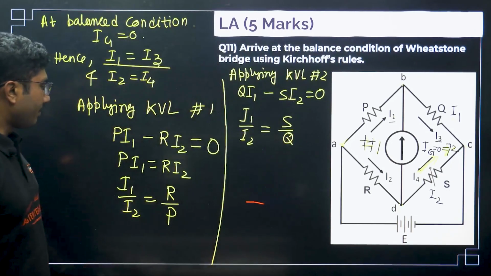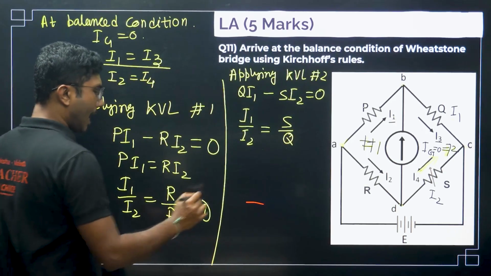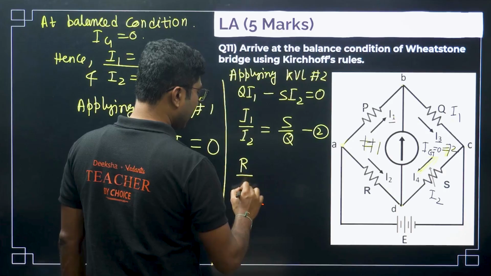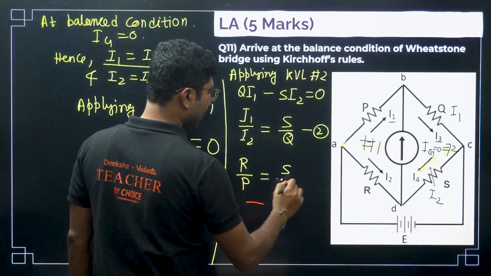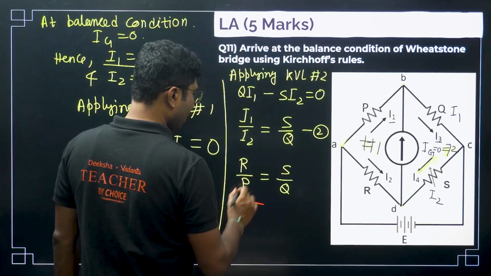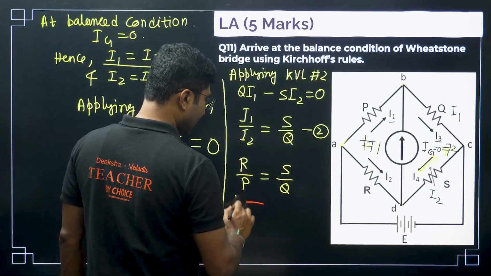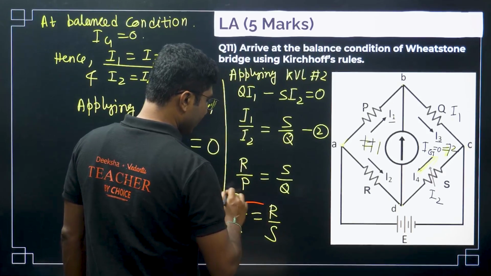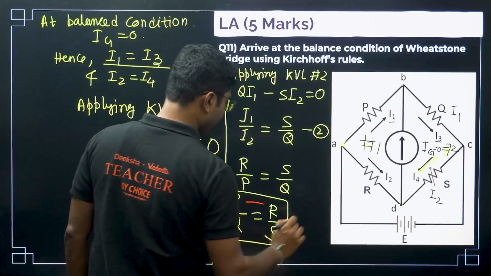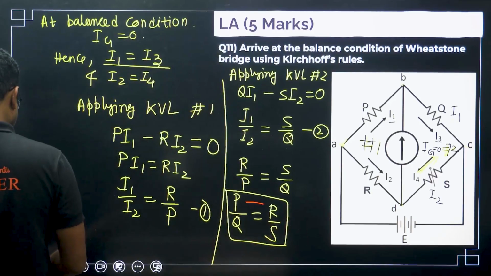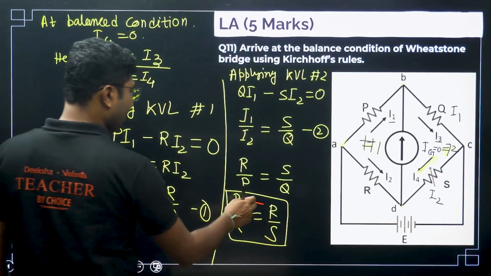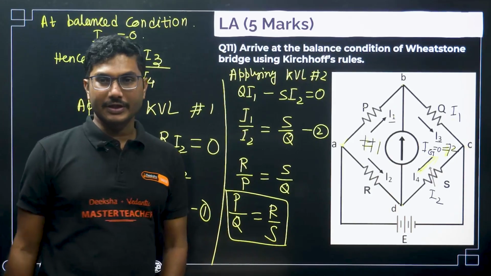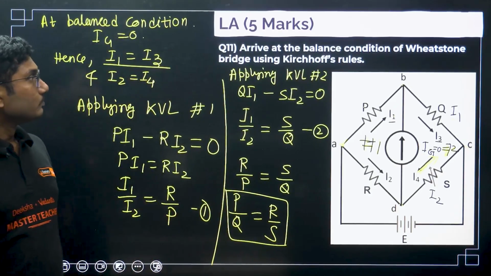Now comparing equation number 1 and equation number 2, we can write R by P equals S by Q, or just do some cross multiplication, P by Q equals R by S. This is the common form of the Wheatstone bridge. Very simple, the easiest derivation. No complication, not difficult. This is the easiest derivation of the Wheatstone bridge.